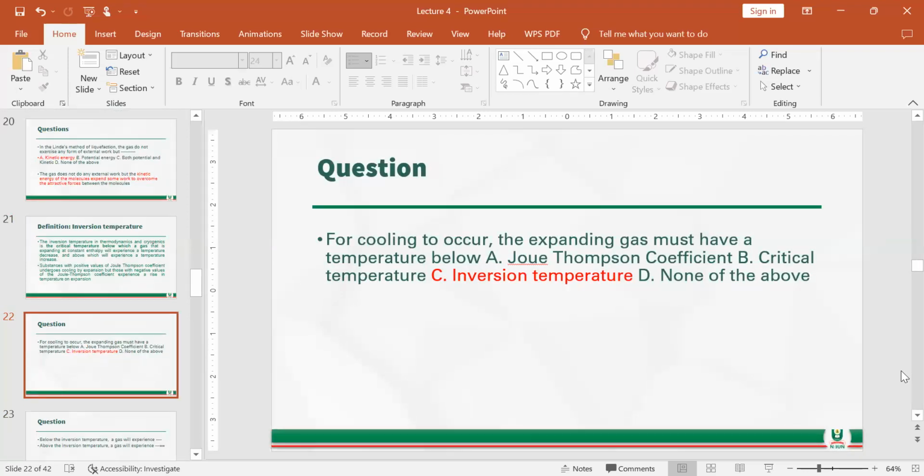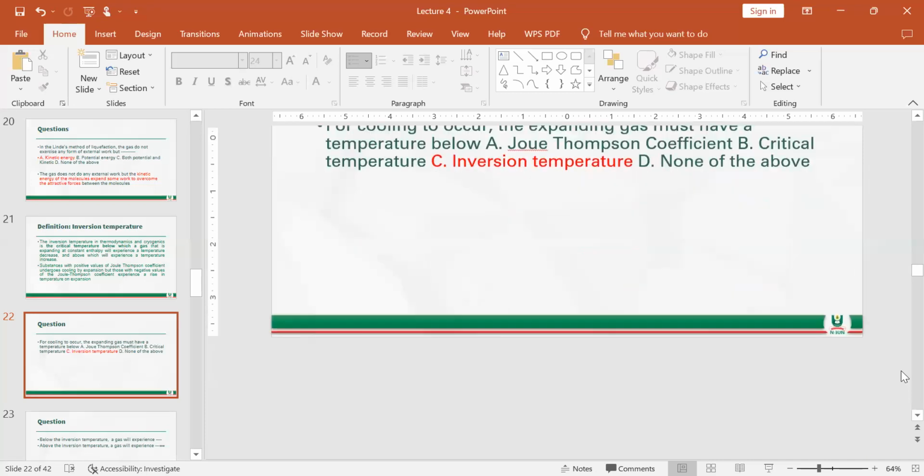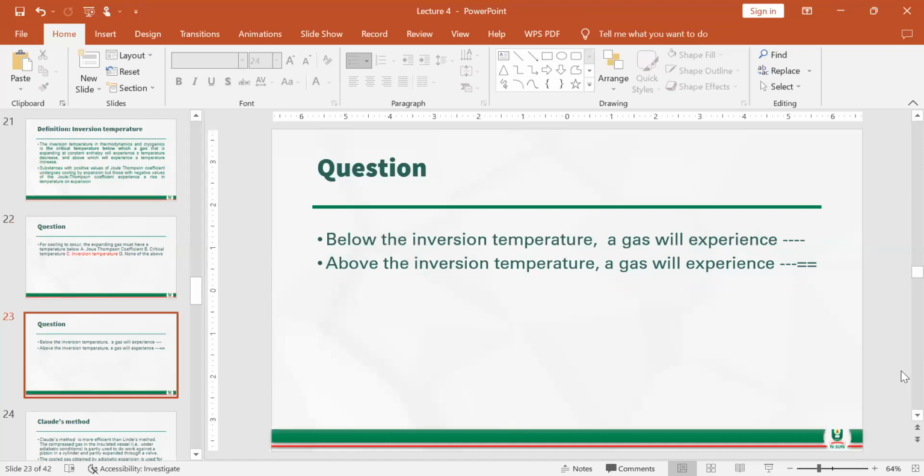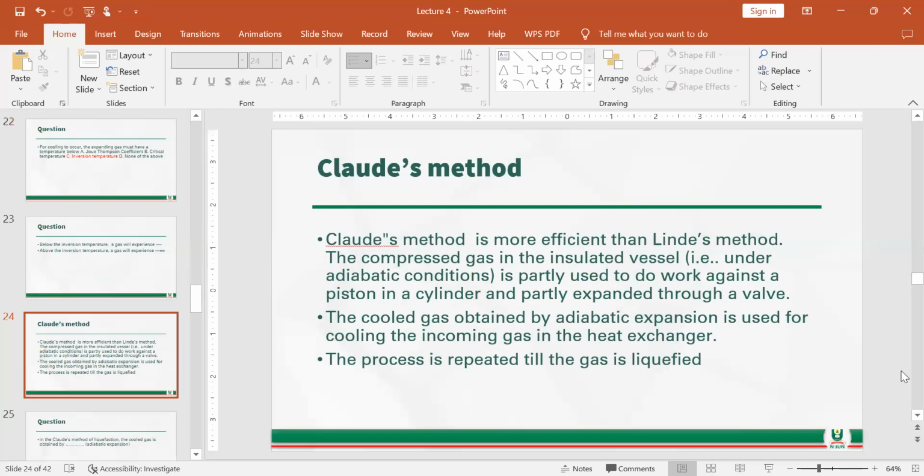Question: for cooling to occur, the expanding gas must have a temperature below what? The inversion temperature. Just refreshing your memory. Below the inversion temperature, the gas will experience what? Cooling. But above the inversion temperature, it will experience what? The temperature will rise.